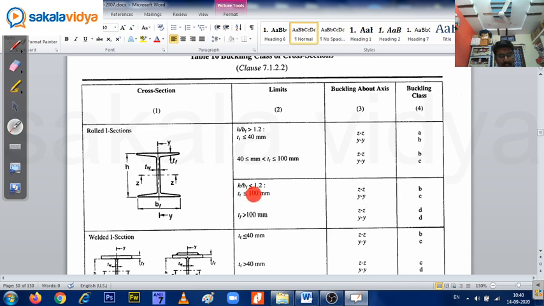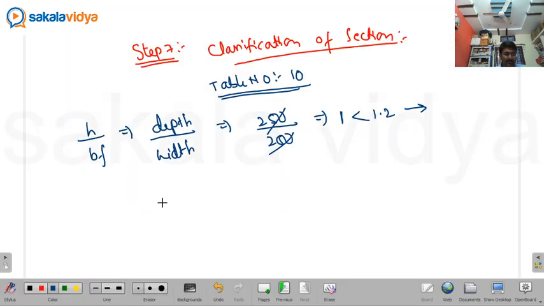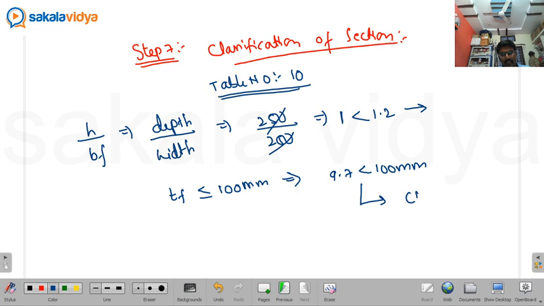Now let us see whether the thickness of the flange is less than 100 mm or not. If it is satisfied, then it becomes buckling class C. According to table number 10, the thickness of the flange must be less than or equal to 100 mm. What is the thickness of the flange given in the question? It is 9.7, which is less than 100 mm. So it is satisfied for buckling class C, whereas the depth by width ratio comes under class B.